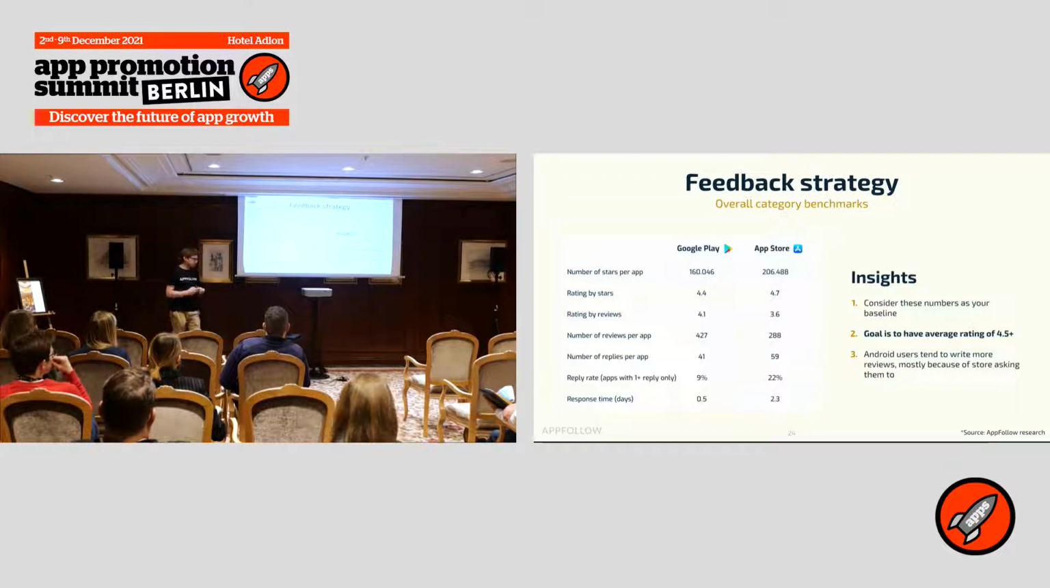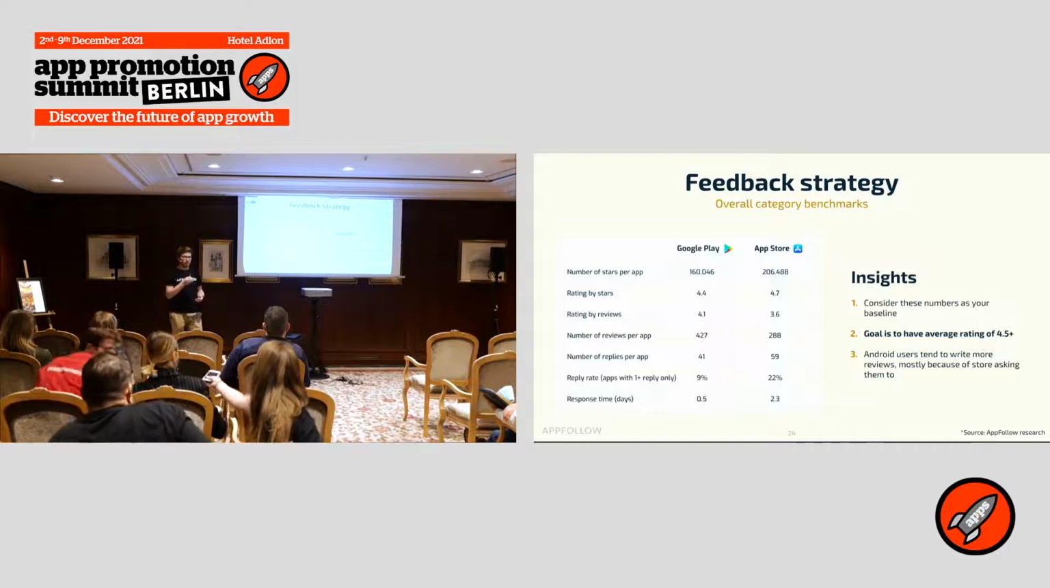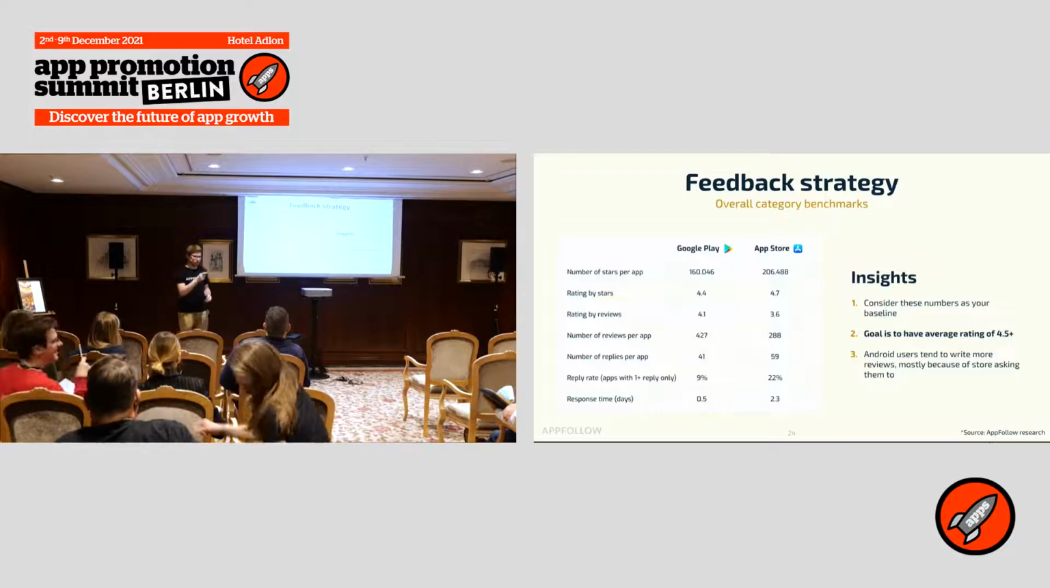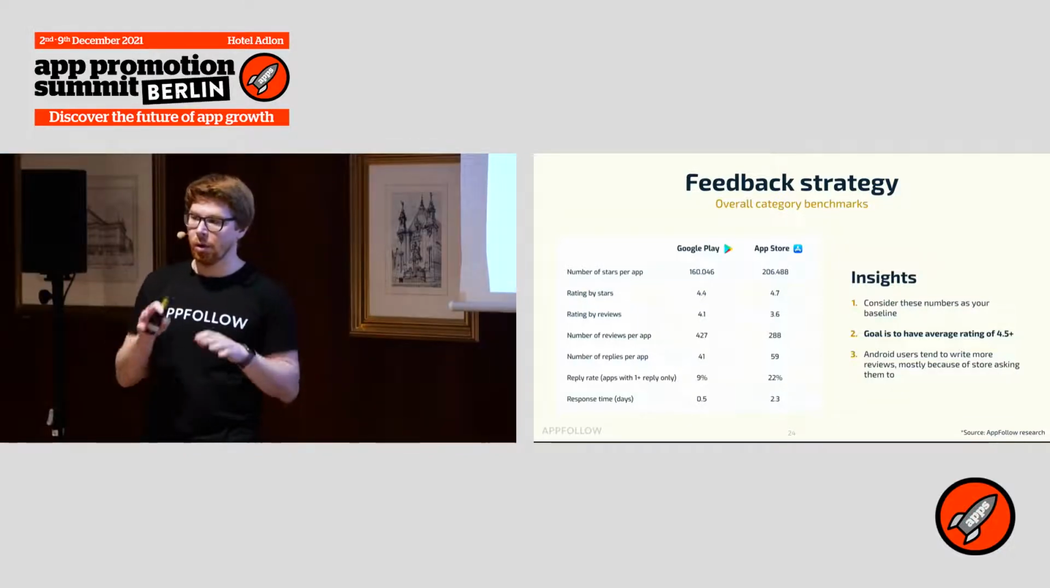And of course, the rating by reviews is always lower than the rating by stars, because people are not writing a review if they are happy. I won't go to the App Store and write, "Yeah, this app is great." If something is wrong, I will write a review saying, "Yes, you are doing something wrong." That's why the rating by reviews is always lower. And the number of reviews in Google Play will always be higher.